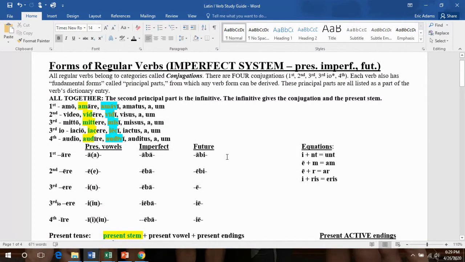You have those of the imperfect system, that would be the ones I write in green: present, imperfect, and future. They are going to indicate action which is not completed, and they're all going to have in common a present stem. You find the present stem in the second principal part, the infinitive. The infinitive gives the conjugation and the present stem. You see it here, with am, mon, iac, and aud.